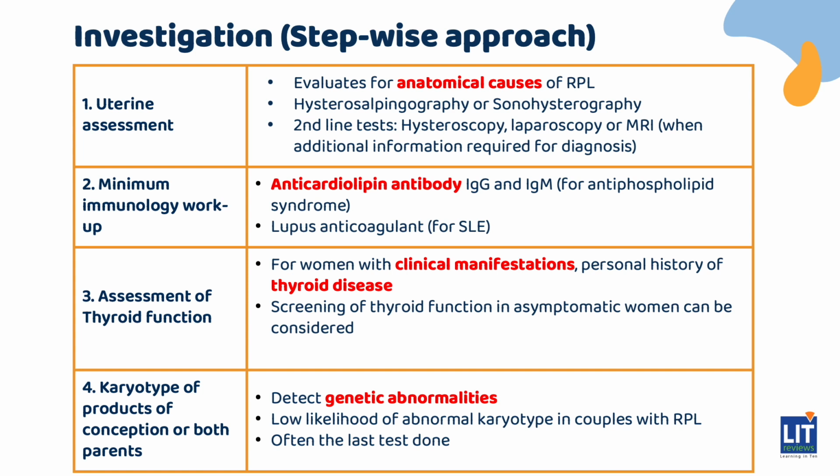Karyotype of both parents is done to detect genetic abnormalities that could have been inherited by the fetus and thus resulted in the pregnancy loss. However, as there is low likelihood of abnormal karyotype in couples with RPL, karyotype is often the last test done. Apart from those mentioned above, other tests are less useful and performed depending on the presentation of each patient.